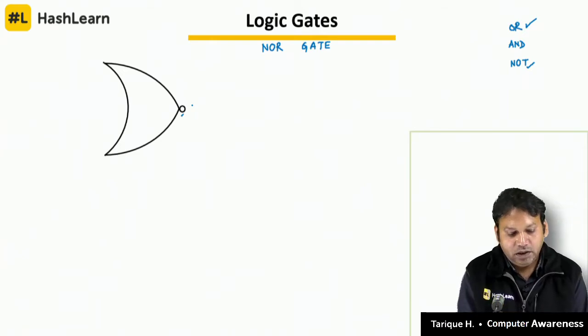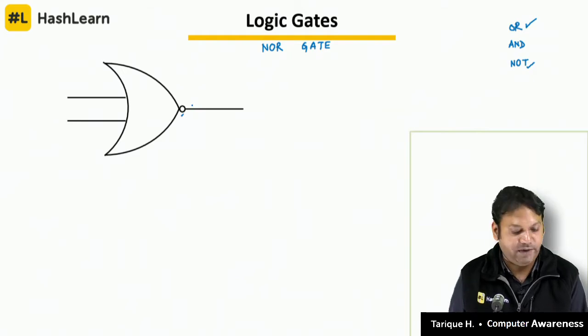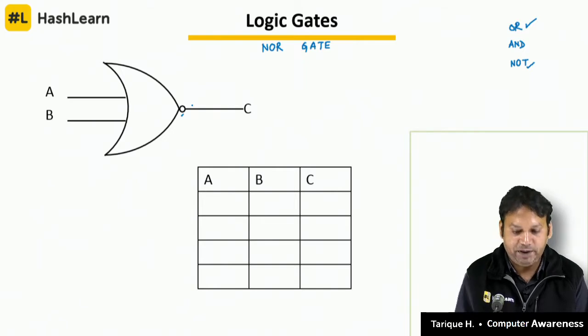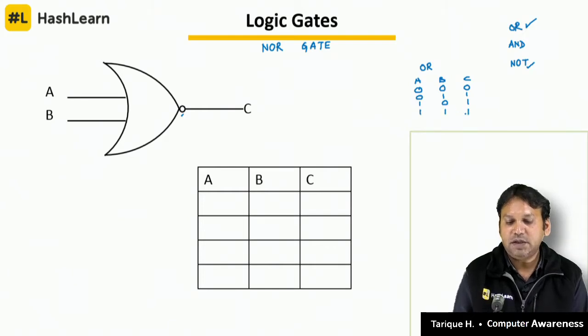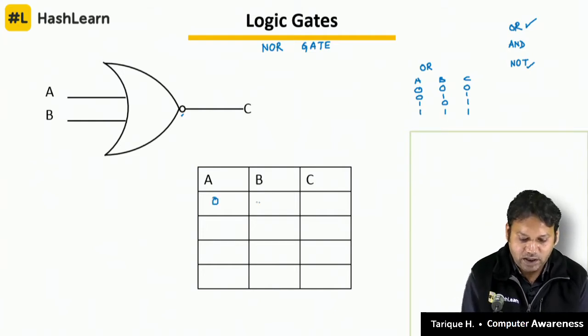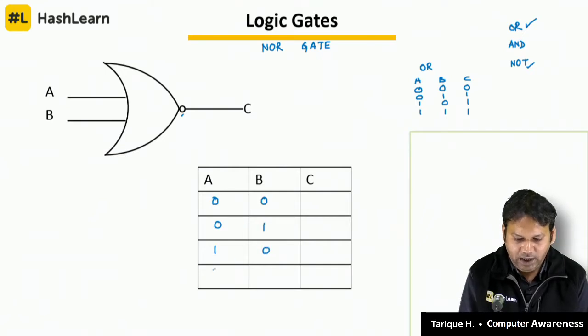Okay. Now this is the NOR gate, and we have 2 inputs here, A and B, and the output is C. So what will happen here? Now if you recall the table for the OR gate for A and B and C, what was the table? Now 0 plus 0 was 0, 0 plus 1 was 1, 1 plus 0 was 1, and 1 plus 1 was 1. This is the truth table for the OR gate. So what will happen if it is a NOR gate? Now let's just fill this first: 0 0, 0 1, 1 0 and 1 1.